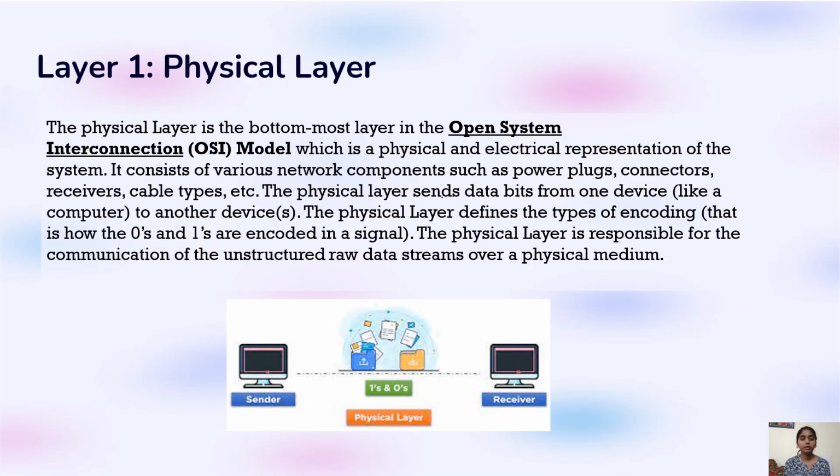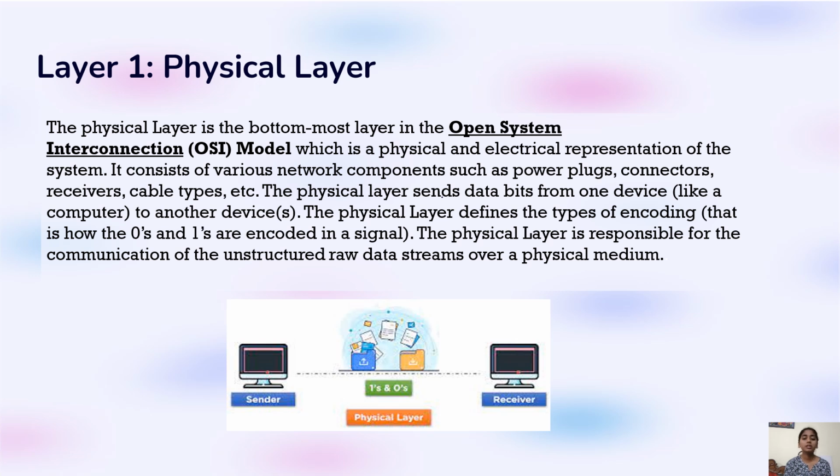The first layer, physical layer. The physical layer is the bottommost layer of the OSI model, that is, the Open System Interconnection model, which is a physical and electrical representation of the system. It consists of various network components such as power plugs, connectors, receivers, cable types, etc.